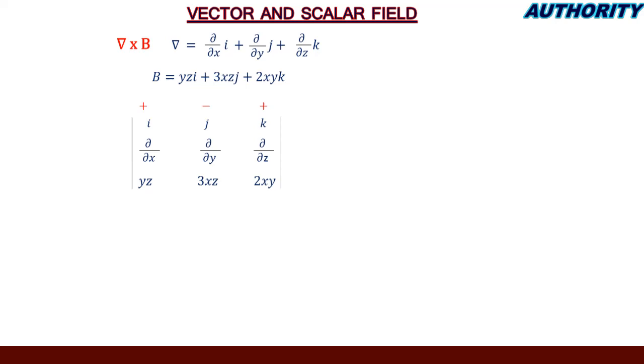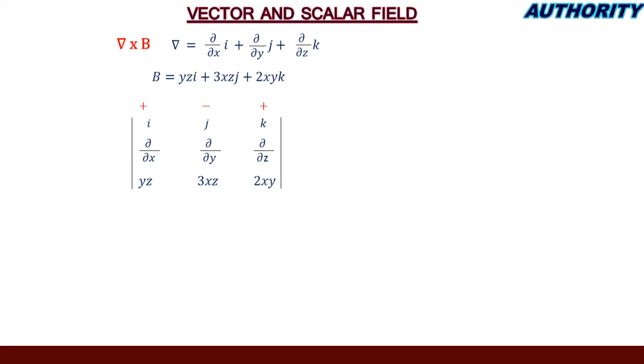And then cross B. And then you see that this vector operator is a vector, right? Yes. This is going to be on the second row. So we have the partial derivative with respect to x under i, the partial derivative with respect to y under j, the partial derivative with respect to z under k, right?